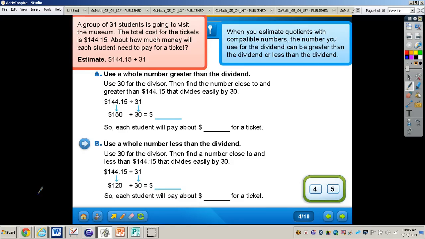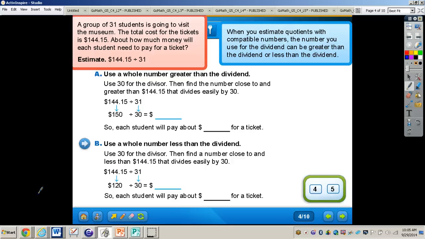Okay, let's take a look at that example problem on page 210. It says estimate with 2-digit divisors, and at the very top it says when you estimate quotients with compatible numbers, the number you use for the dividend, remember, can be greater than the dividend or less than the dividend. So the main thing that we need to understand is that it's a compatible number. Okay, now the problem on page 210 says a group of 31 students is going to visit the museum. The total cost for the tickets is $144.15. About how much will each student need to pay for a ticket?